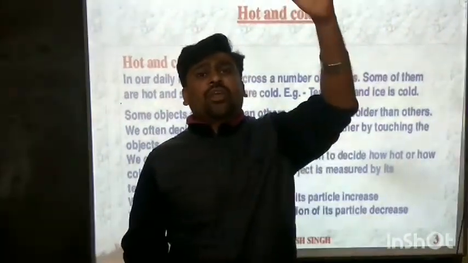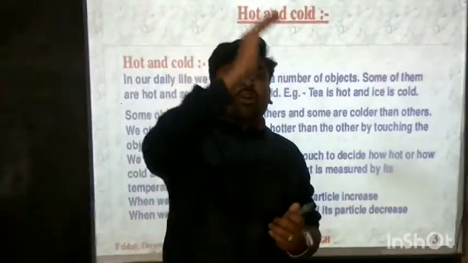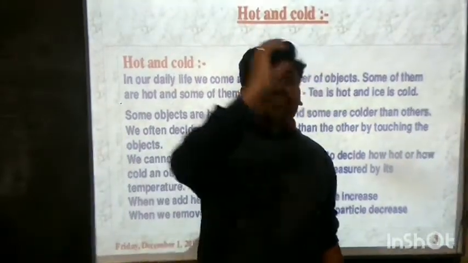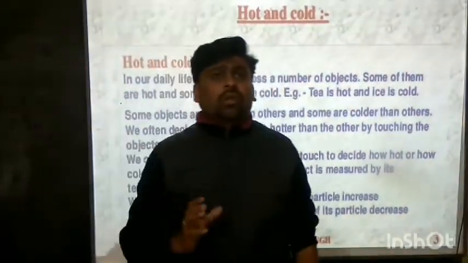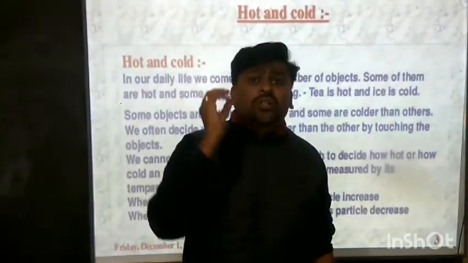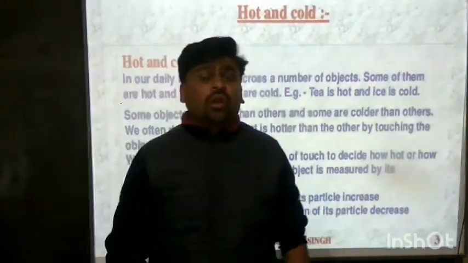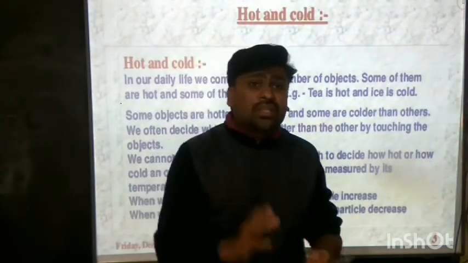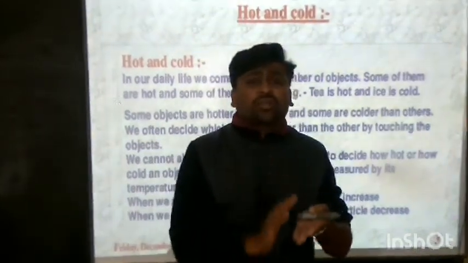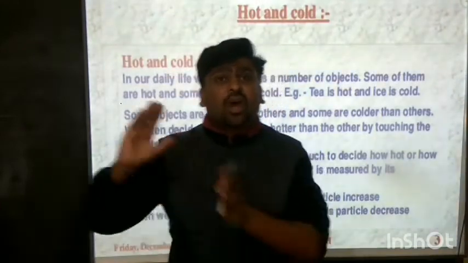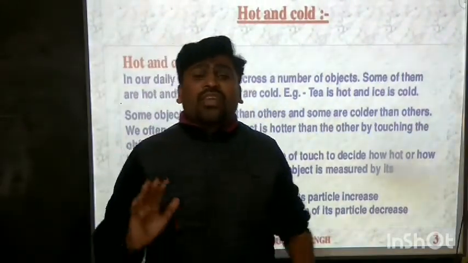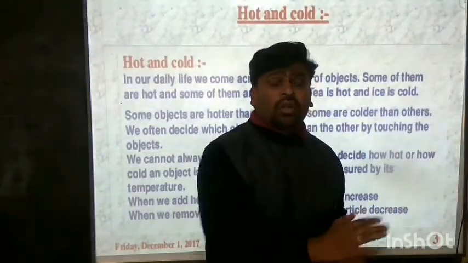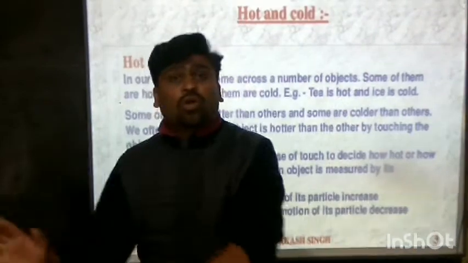For example, coffee is hot. By touching the coffee, we can say that the coffee is hot. By touching the ice, we can say that it is cold. By touching the ice cream, we can also say that it is cold. By touching the pizza, ಪಿಜ್ಜಾ ತಿನ್ಬೇಕಾದ್ರೆ ಯಾವಾಗಲೂ ಸ್ಟಾರ್ಟಿಂಗ್ ಬಿಸಿ ಇರುತ್ತೆ. By touching the pizza also, we can tell that the pizza is hot. But we cannot say how hot or how cold an object is.